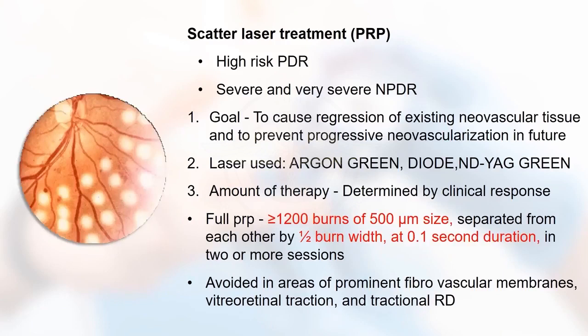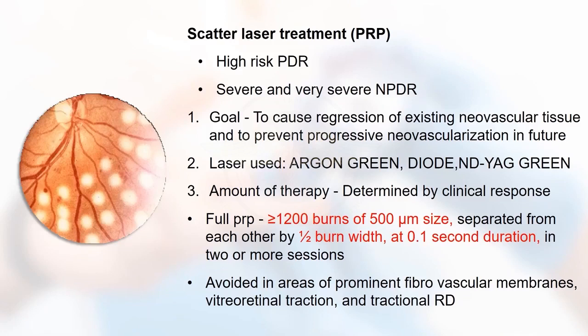Scatter laser treatment is used for high risk proliferative diabetic retinopathy, and severe and very severe non-proliferative diabetic retinopathy. The goal is to cause regression of existing neovascular tissue and to prevent progressive neovascularization in future. Laser used: argon green, diode or Nd:YAG; green is used. The amount of therapy is determined by clinical response. The ophthalmologist decides how much to give.